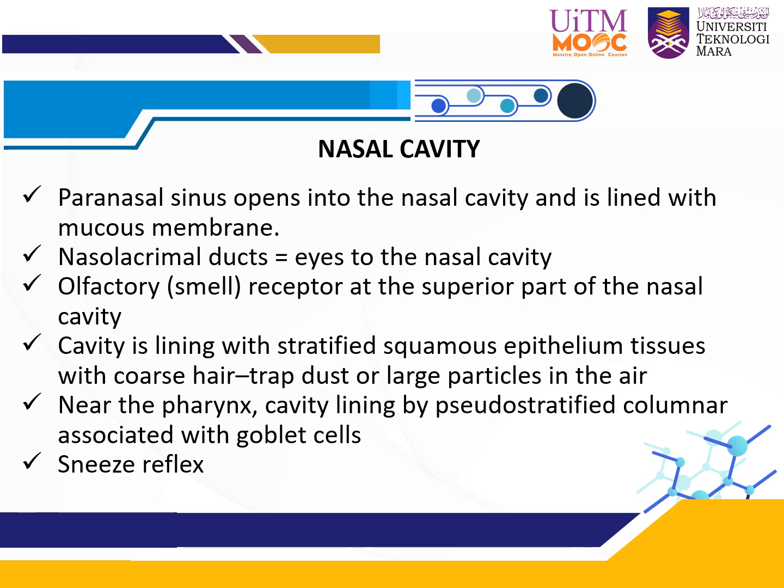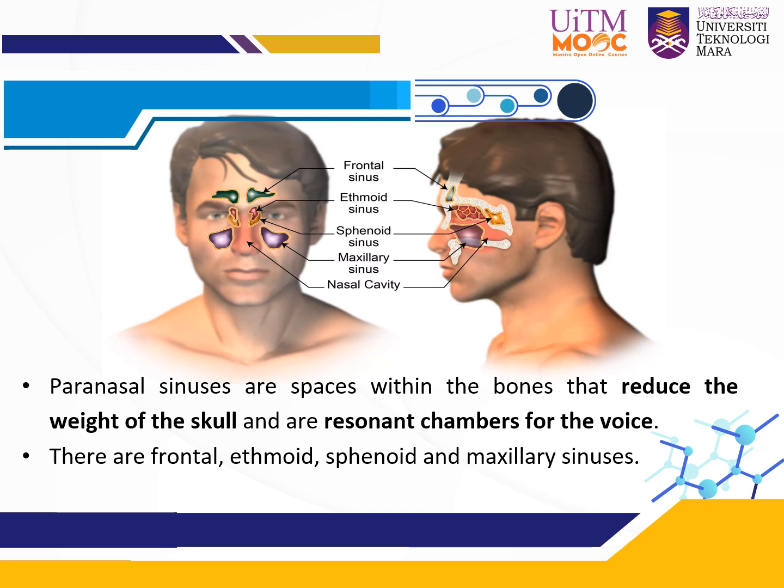And this nasal cavity is near the pharynx. The cavity is lined by pseudostratified columnar epithelium associated with goblet cells. And this lining helps to do the sneeze reflex. So here you can see that paranasal sinuses are spaces within the bones that reduce the weight of the skull and are resonant chambers for the voice. There are 4 sinuses: frontal, ethmoid, sphenoid, and maxillary sinuses, which you can learn further in the musculoskeletal topic.